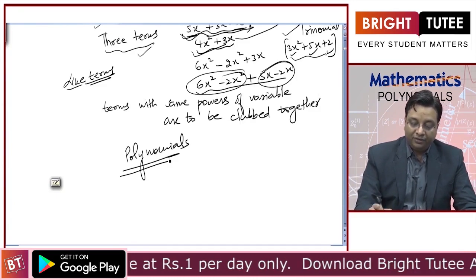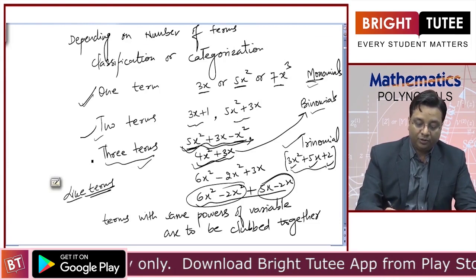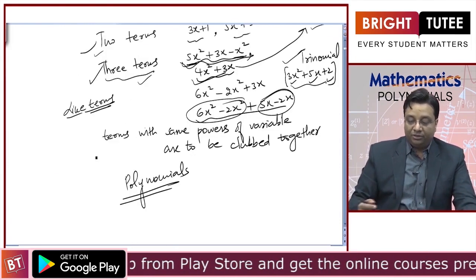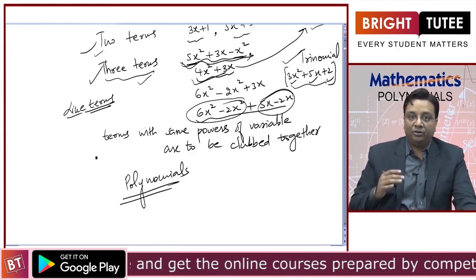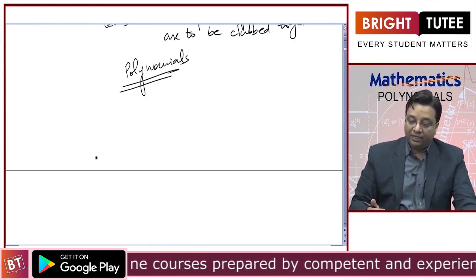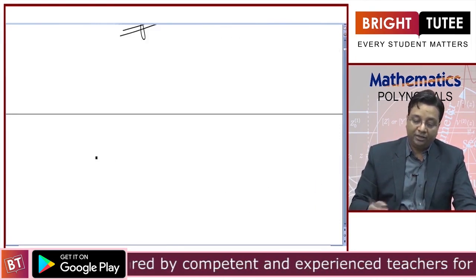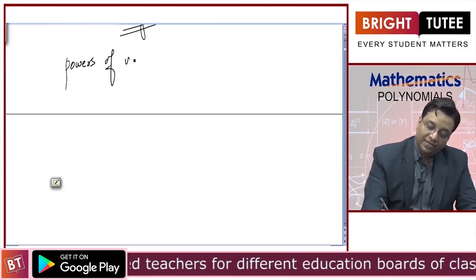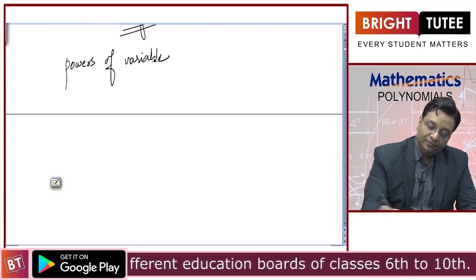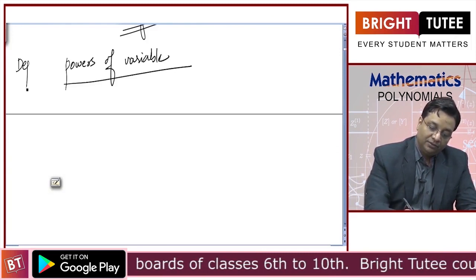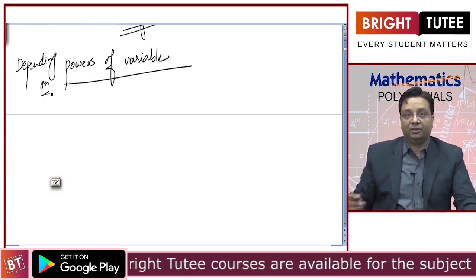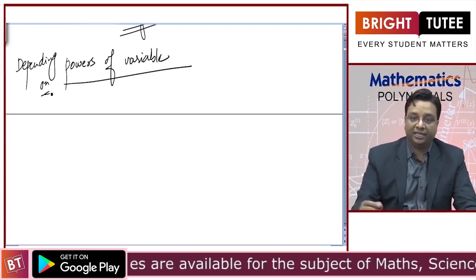It does not mean that we will not call these polynomials, these are also polynomials, right. So, this was about categorization depending on number of terms. Now, we will categorize polynomials depending on powers of variable. Now, let us look at the polynomials once again.